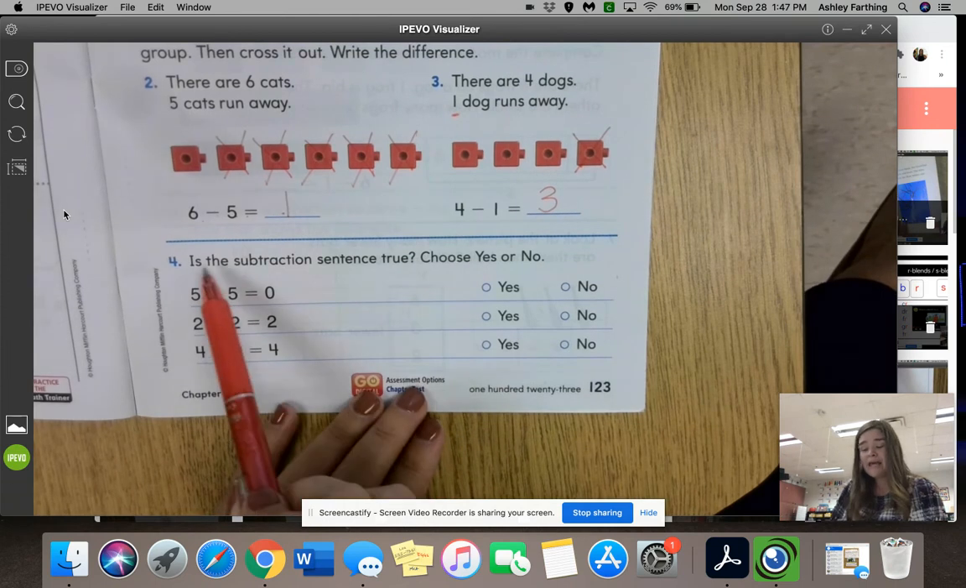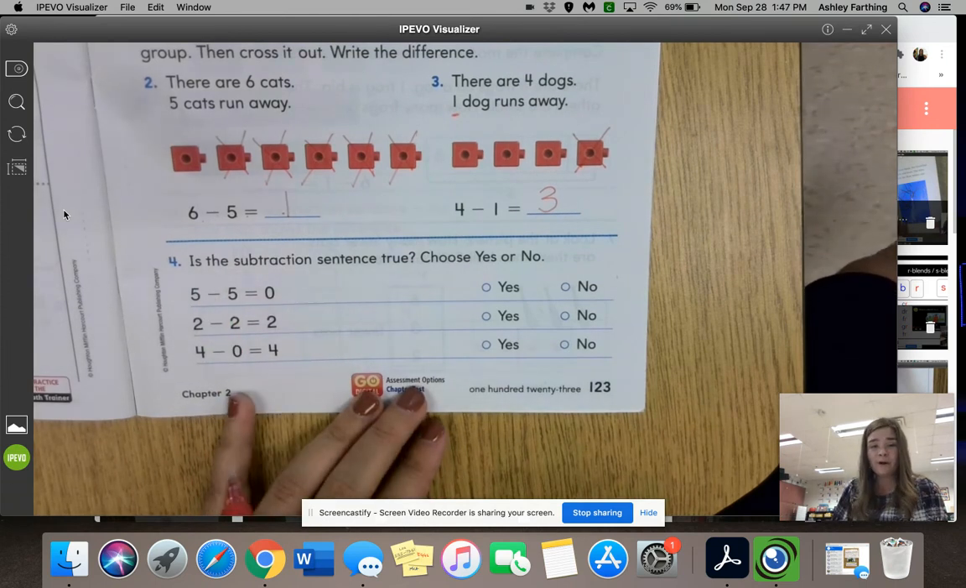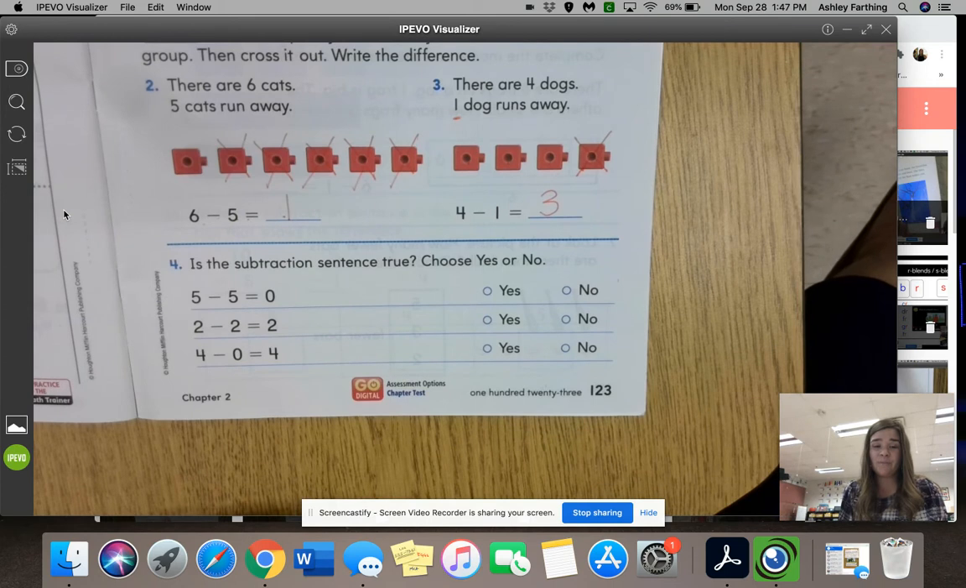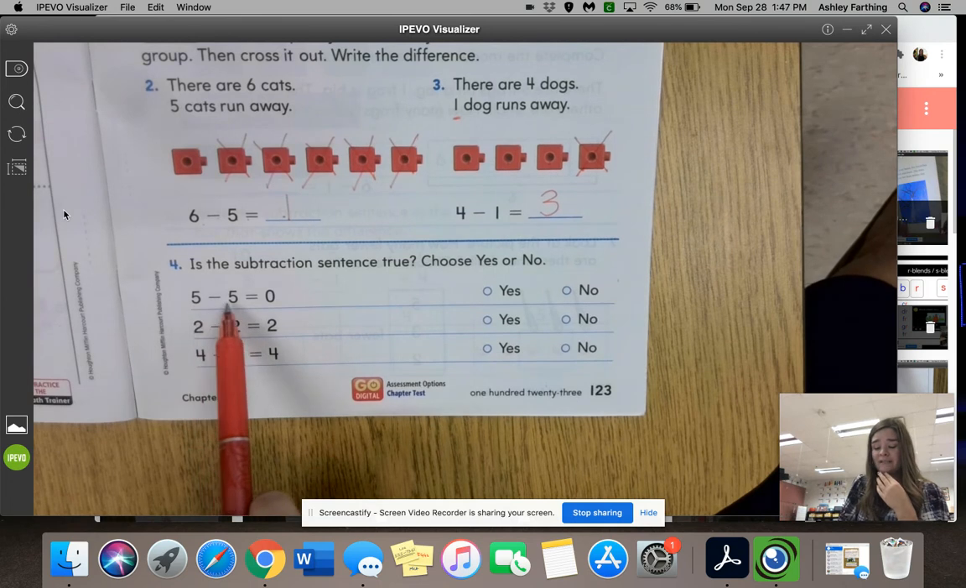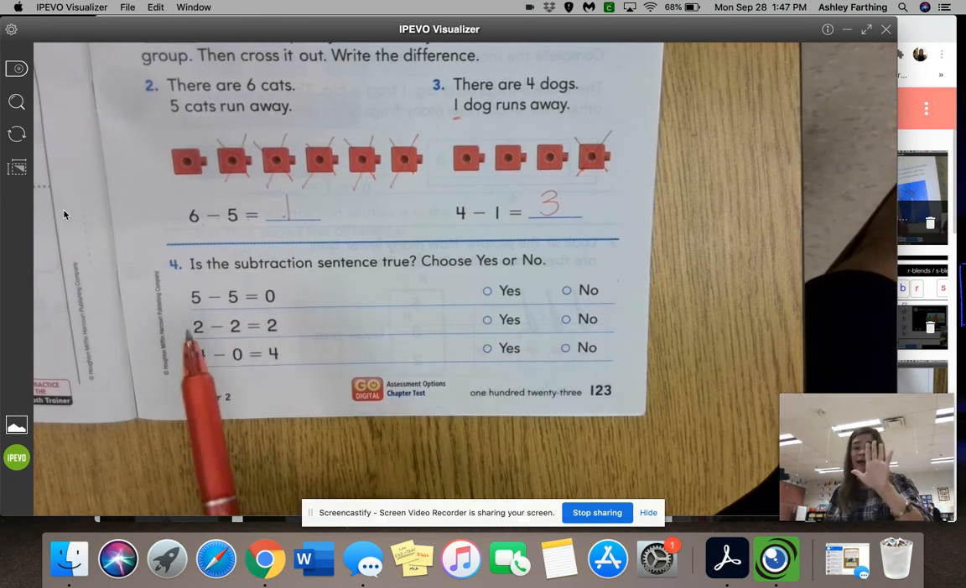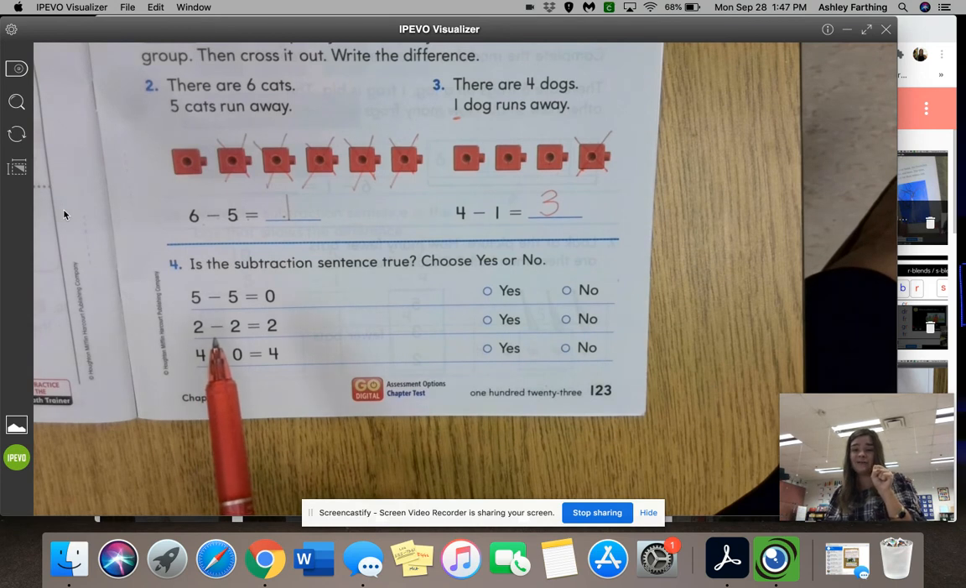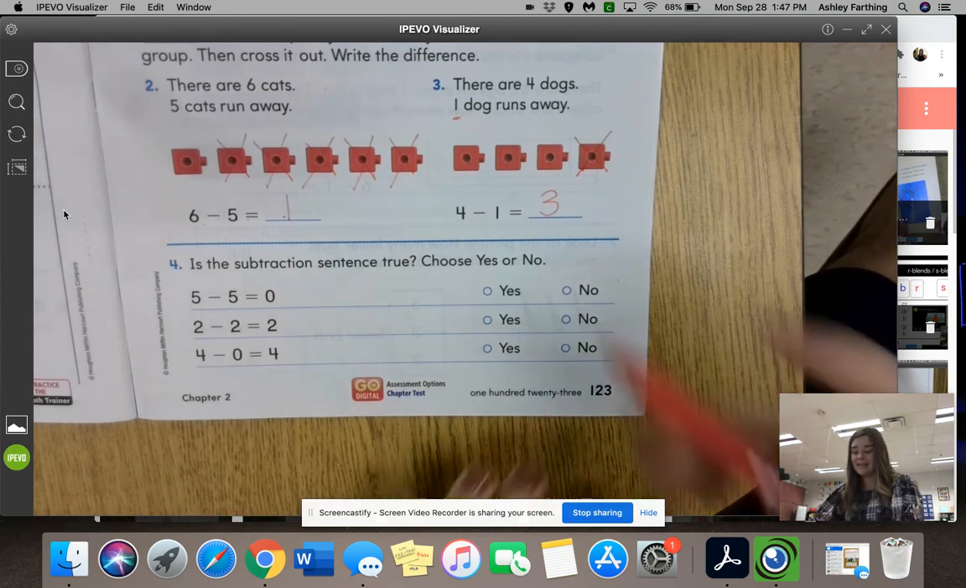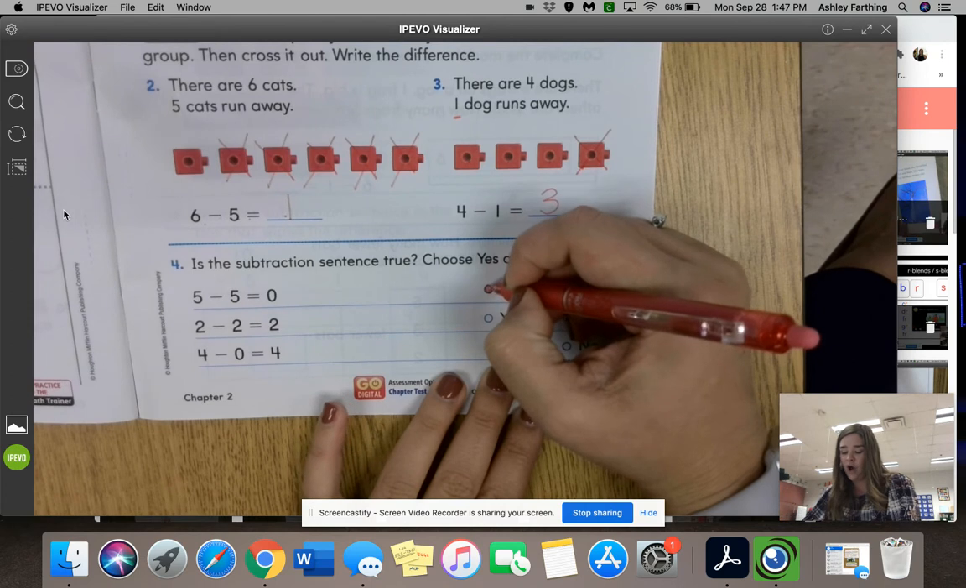Okay, let's look at number 4. We get to be detectives here. We get to decide if what they're telling us is true or not true. We get to decide yes or no if it's right. Let's look at the first one. 5 minus 5 equals 0. If you have 5 and you take away 5, does that equal 0? Yes, it sure does. You're taking it all away.